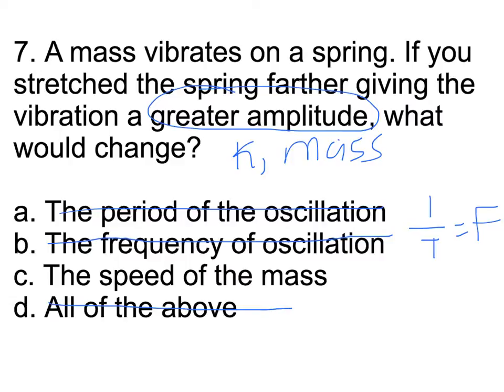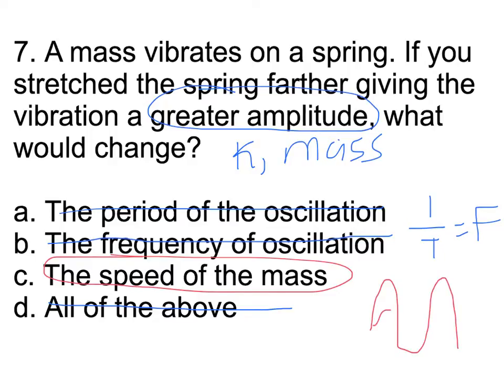So the correct answer would have to be the speed of the mass. What does that really mean? What it means is that even though the period of oscillation, the tick-tock of a pendulum or of a mass-spring system, is going to remain the same, the speed has to increase because there's greater distance. If we have a big or a small amplitude, the distance that's covered has to be greater, which means that the speed has to be greater, and that's the increase in energy. But it has no effect at all on the frequency or the period.